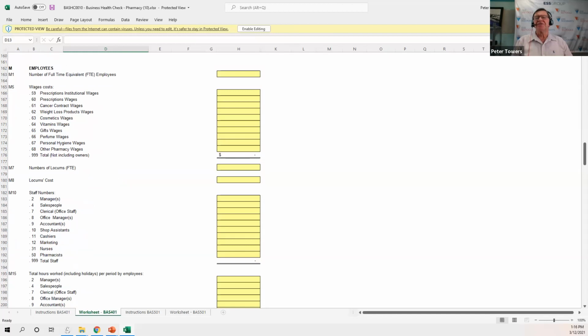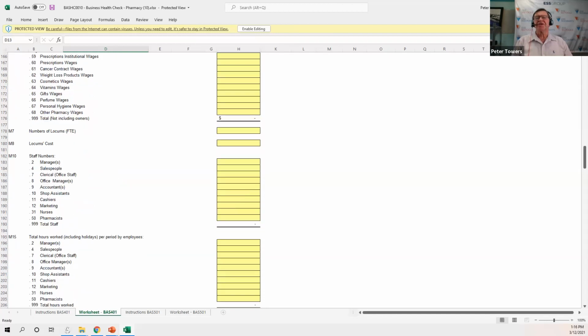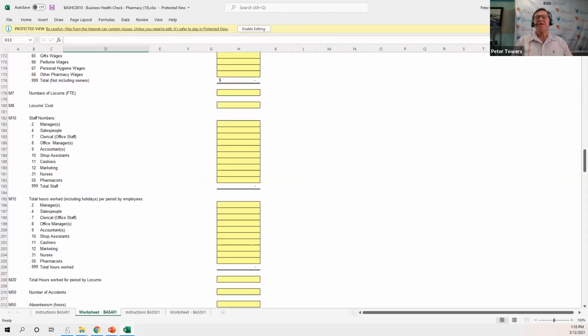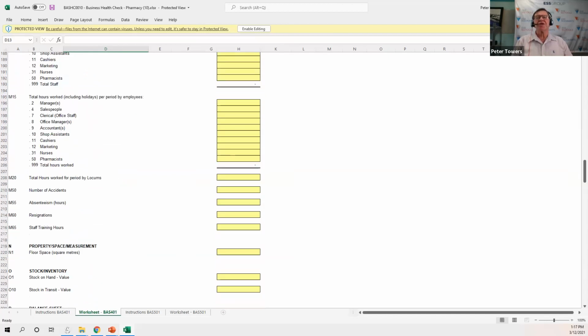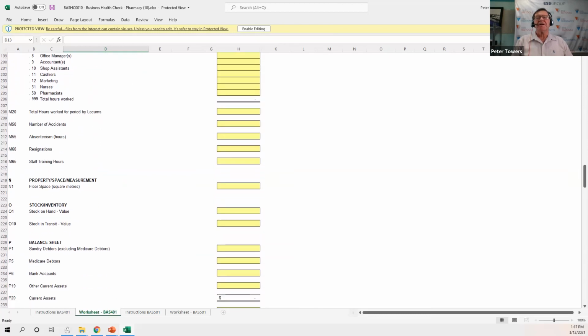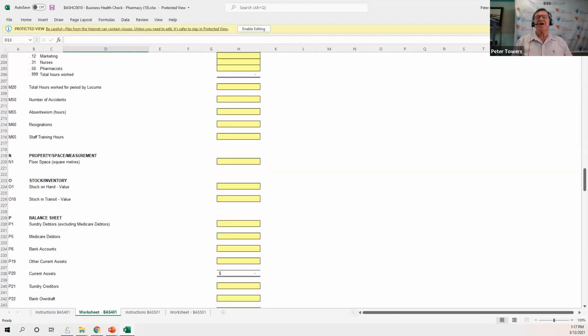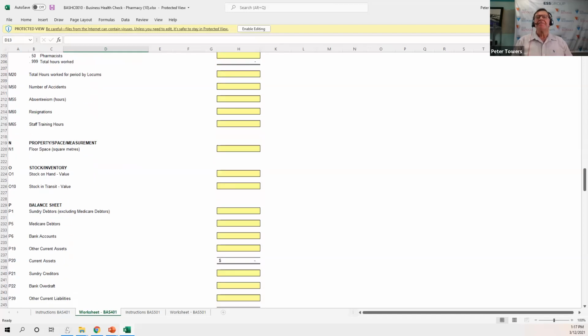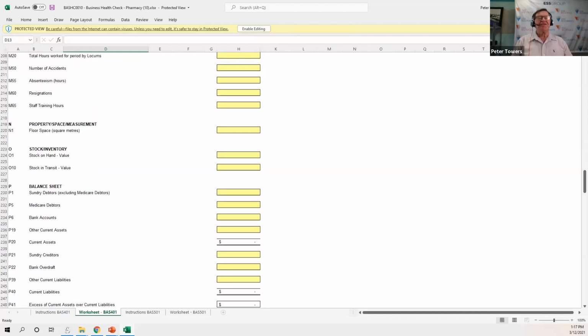How many locums did we have? What it cost? The staff numbers dissected into various categories. Total hours worked. Any accidents? What did absenteeism amount to in hours? How many resignations? What staff training was done? What's the size of the property? How many square meters does the business pay rent for?